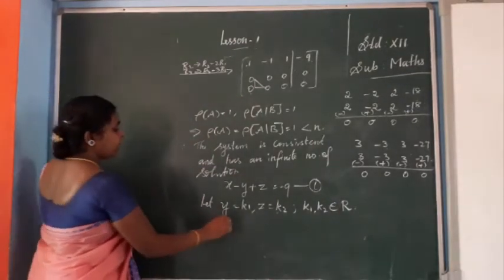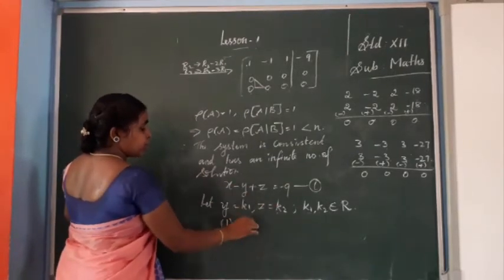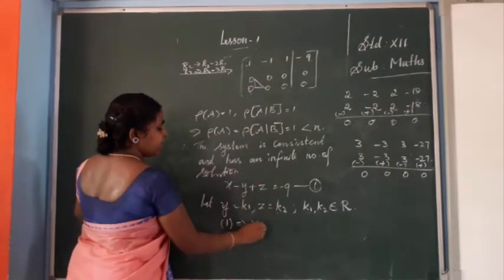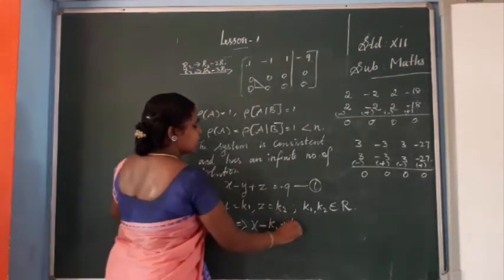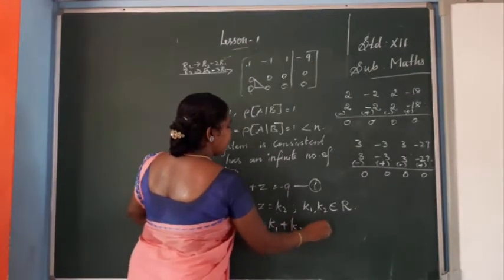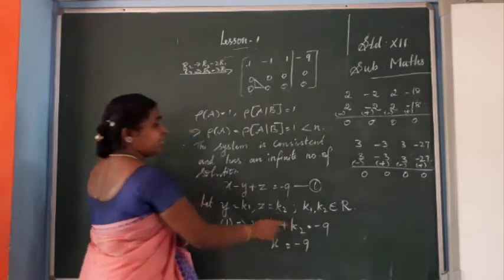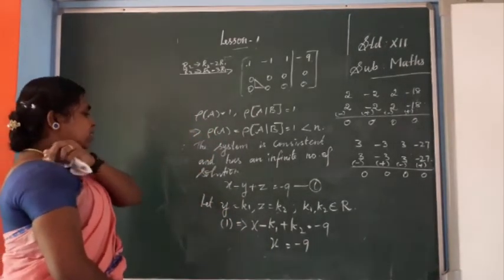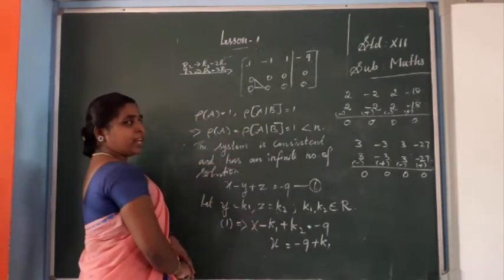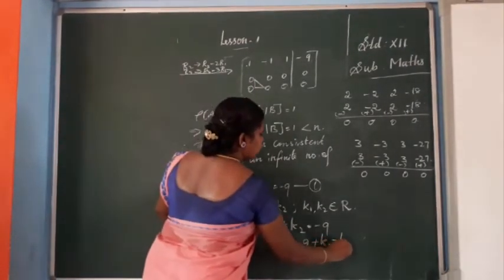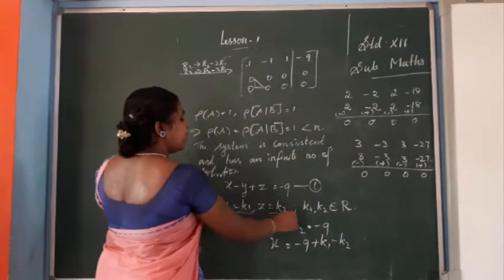Now, what implies? You substitute that instead of x, because x is the unknown. So minus y, y value is k1, plus z, z value is k2, equal to minus 9. Then x equal to minus 9, minus k1 you take to the right hand side, what do you get? Plus k1, isn't it? So plus k1, and plus k2 taken to the right hand side means minus k2. So this is the value of x. Already we know the value of y and z, we have assumed the values.